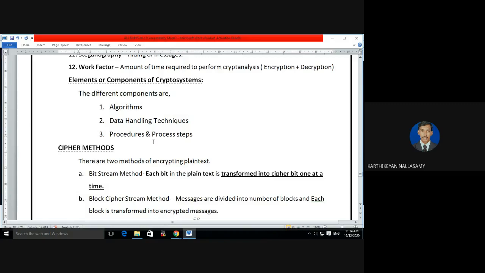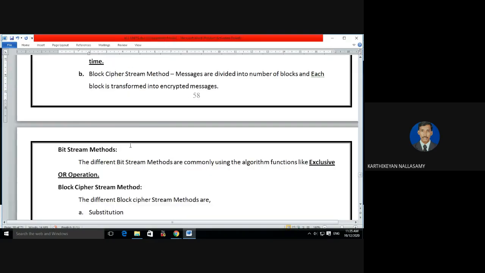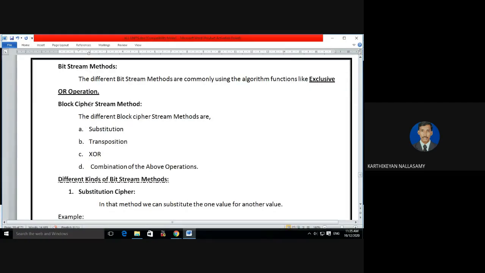And what are the different cipher methods you have? There are two methods: the bitstream method and the block stream method. In the bitstream method, we process every individual bit. In the block method, we group a number of bits and apply the encryption and decryption method to the group, which is called the block cipher method. There are different methodologies for a block cipher: the substitution method, transposition method, XOR operation, or it may be a hybrid method.